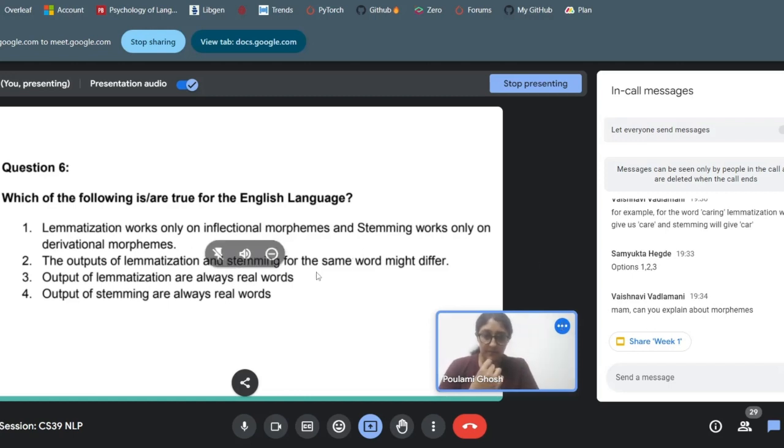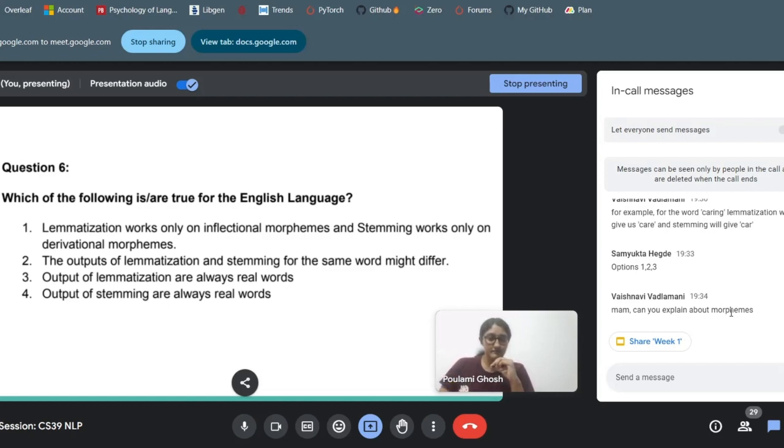I assume that in derivational morphemes, if you have a word which has a prefix and a suffix, I think it's something related to the derivational morphemes. So a word is changed by adding a suffix and a prefix. So in stemming, you chop off the border words so that you get the main word.